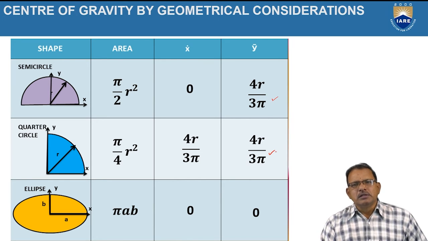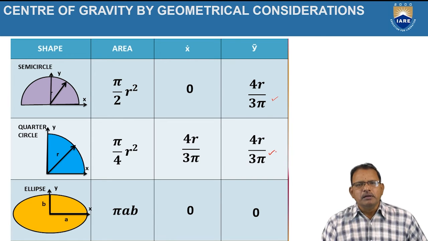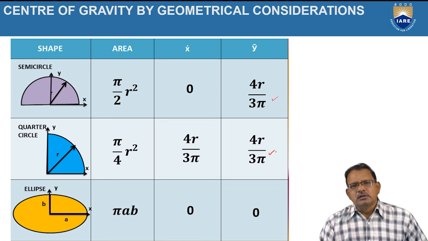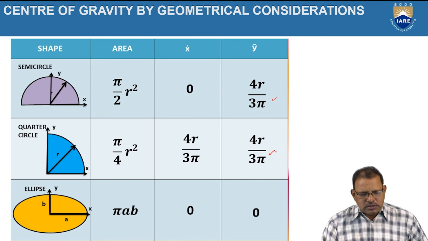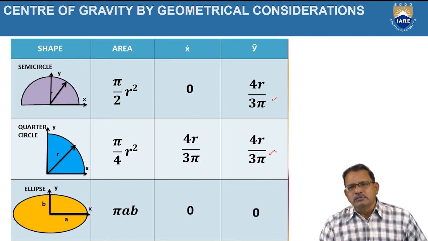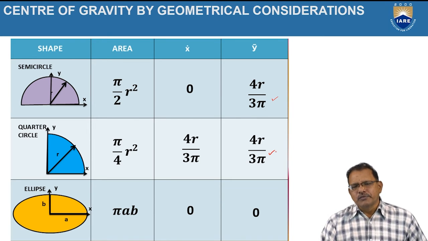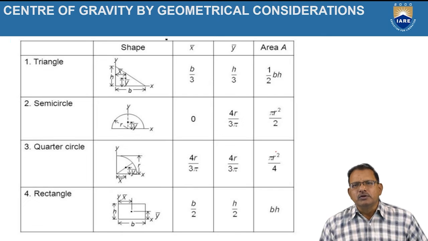Centroid of ellipse. The area of the ellipse is given by pi into AB, where A is representing the semi major axis length and B is representing the semi minor axis length. Since the object is symmetrical with respect to the x-axis and y-axis, hence the intersection of the x-axis and y-axis is treated as the position of the centroid. Hence, here the x coordinate is equal to 0 and the y coordinate is also equal to 0.